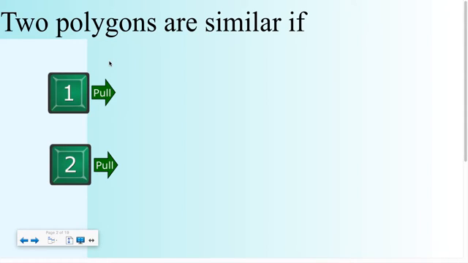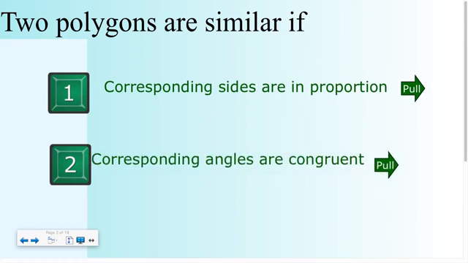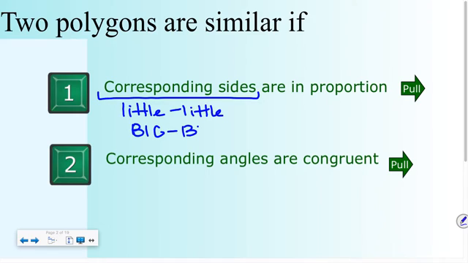Remember, polygons are similar if their corresponding sides are proportional and their corresponding angles are congruent. Corresponding sides means little to little, big to big. Match up the lengths, not left to left, bottom to bottom, because they'll get flipped and turned and all that.